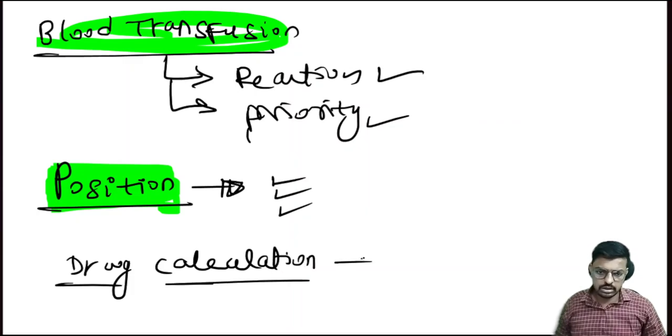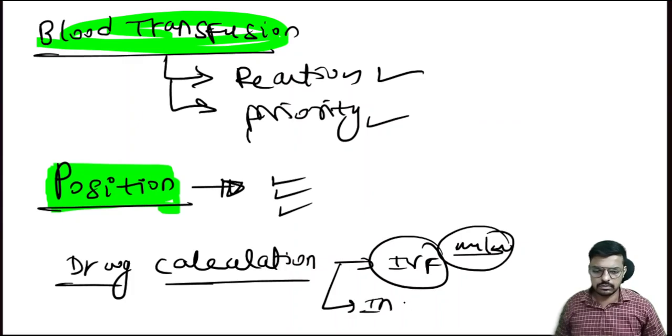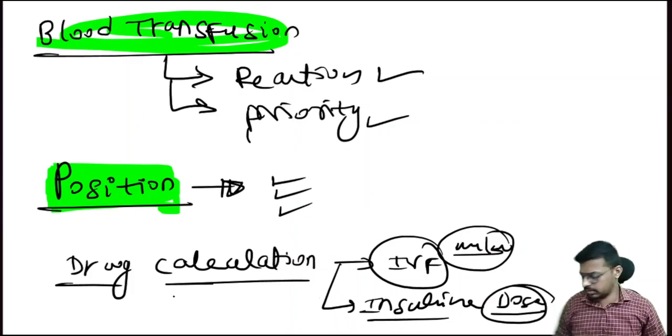Drug calculation. Okay, here especially IV fluid calculation, that is the rate of the IV fluid per minute. And most importantly, the insulin dose calculation. This is the trending question. Insulin dose calculation, so this is also important.